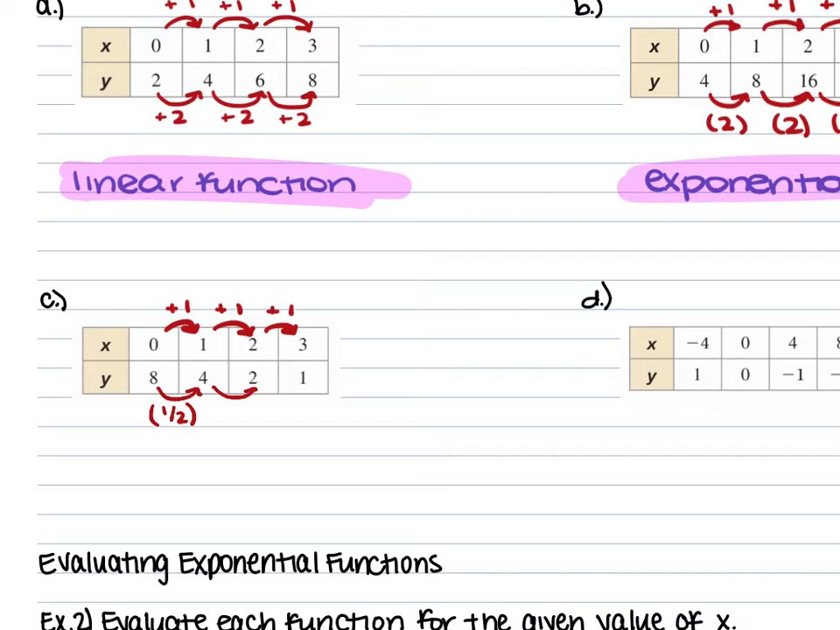Then 4 times what is 2? 1/2. And 2 times what is 1? 1/2. So because we're multiplying each of those y values by 1/2 to get our next one, this one is an exponential function as well.